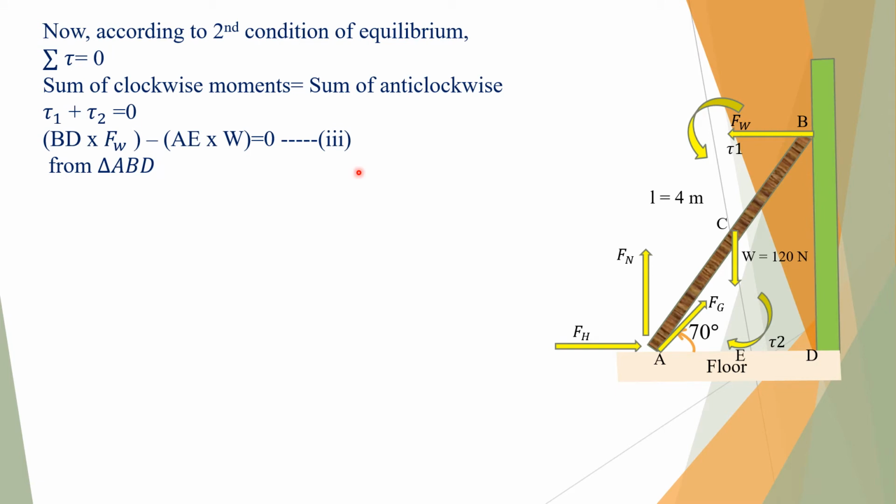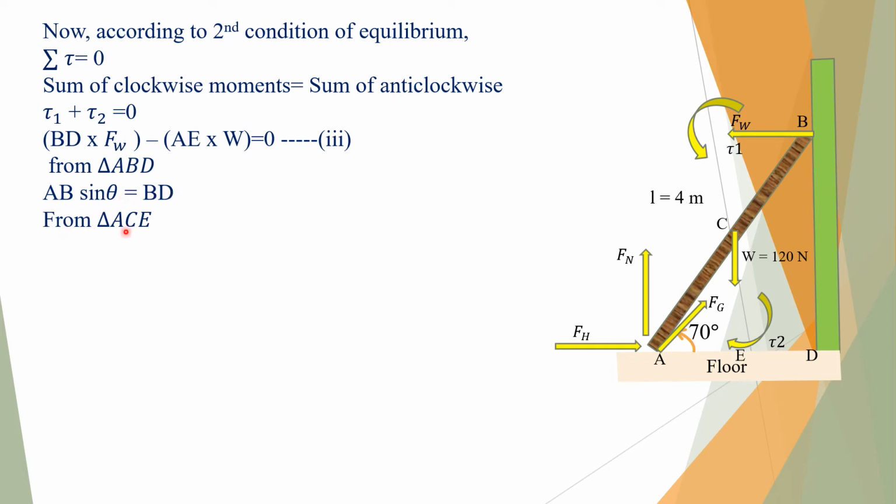From triangle ABD, AB sin theta is equal to BD. Here we have used the formula of sin theta is equal to perpendicular divided by hypotenuse on this triangle ABD. Perpendicular is BD and hypotenuse is AB. So from there we get AB sin theta is equal to BD.